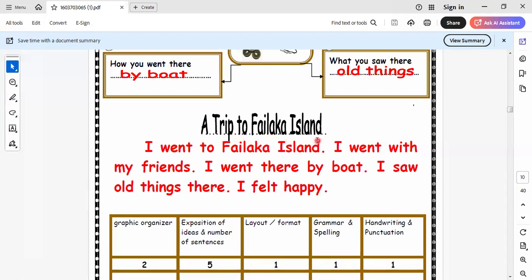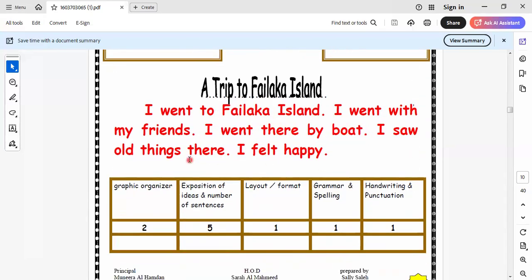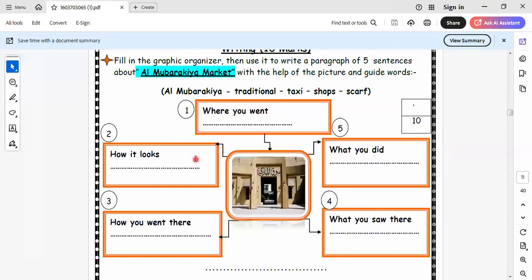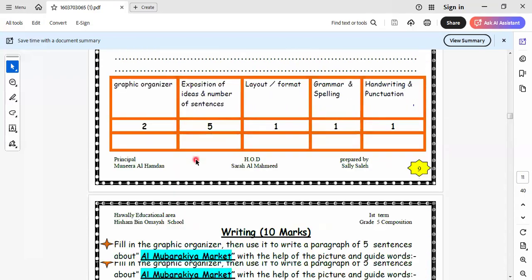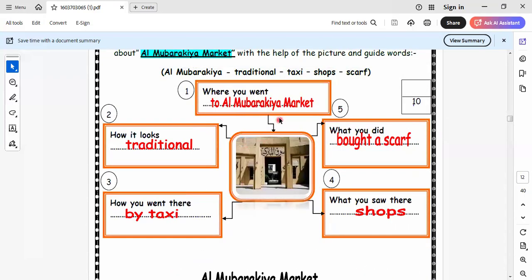A trip to Faleka Island. I went to Faleka Island. I went with my family. I went there by boat. I saw all things there. I felt happy. Let's go to another topic here.